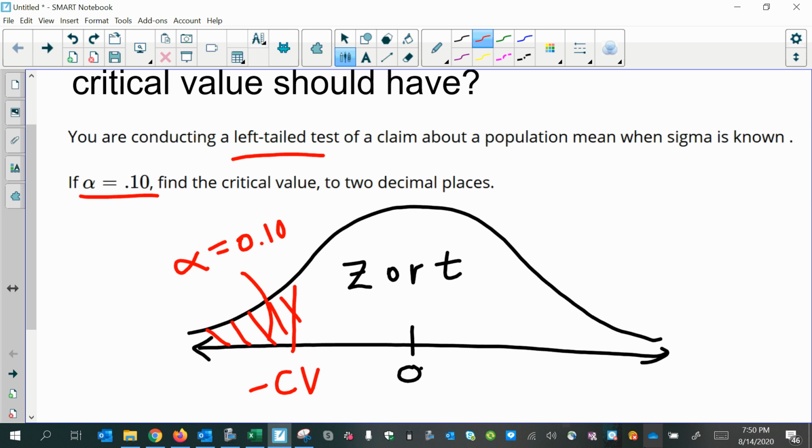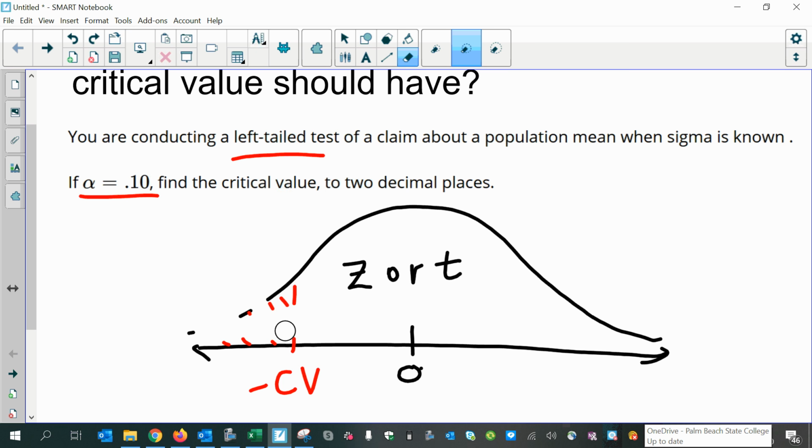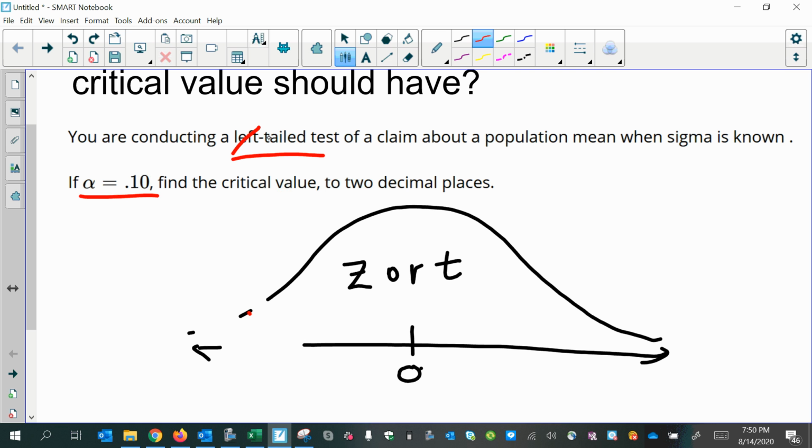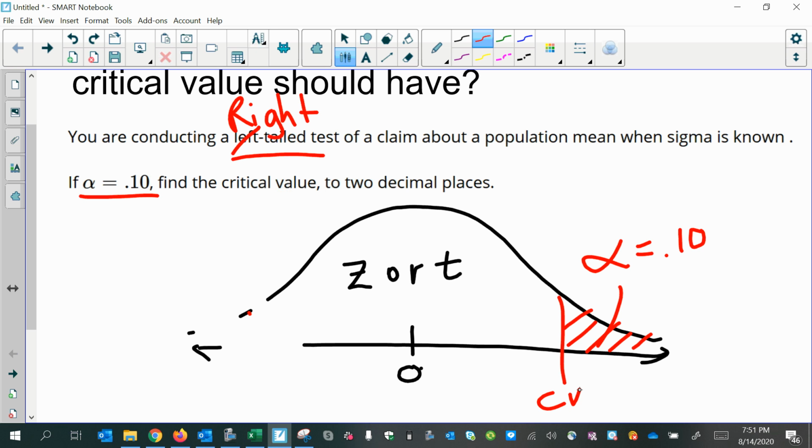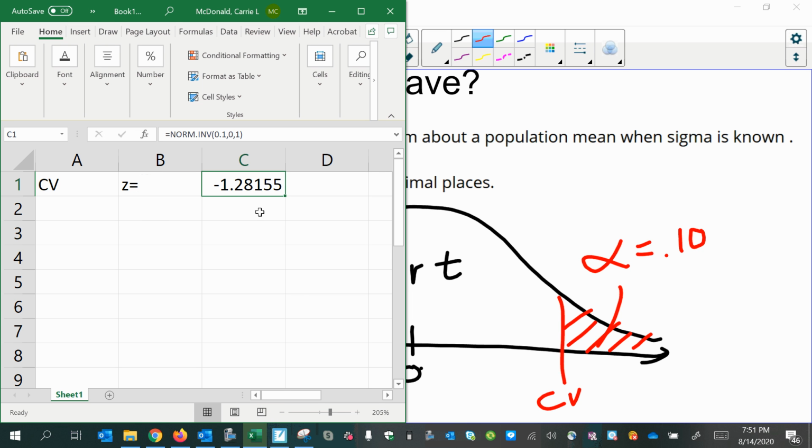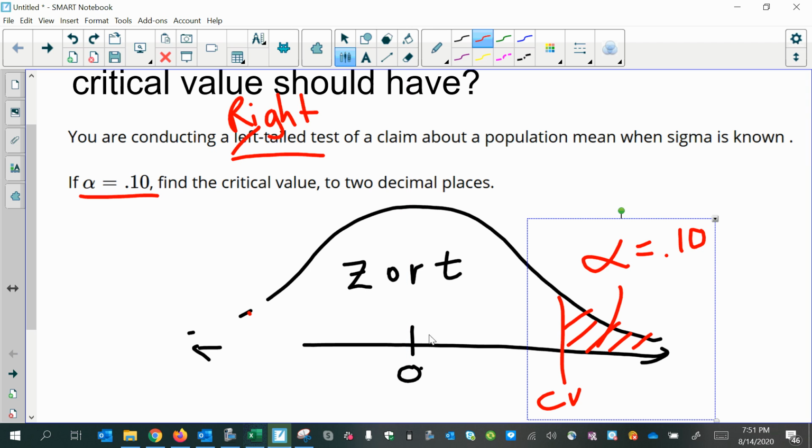Now, what happens if this was a right-tailed test? Let's look at that. So if it was a right-tailed test, then let's change this to a right-tailed test. Then we would see the alpha to the right, and I would have a positive critical value. So there's two ways that I can find this value. I can use symmetry and just find the negative one and then change the sign. Or I could look for the left area.